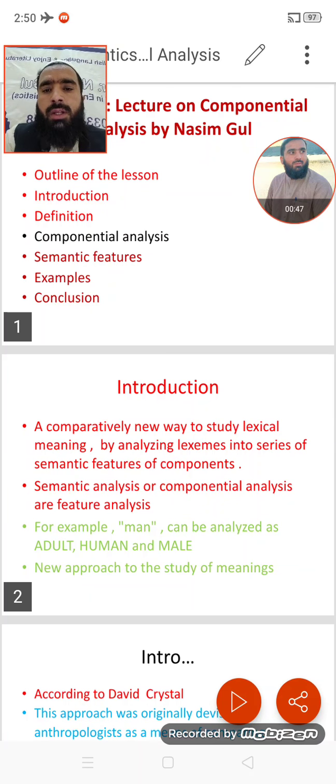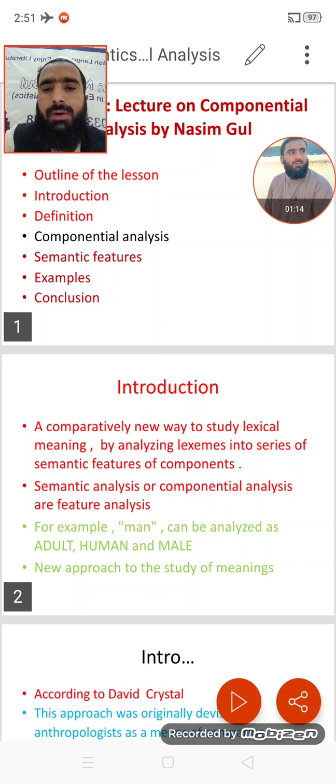So in our last lecture we discussed what a semantic field is and what the semantic features of words are. On the basis of those features we put words into different fields. Likewise, today we are studying componential analysis.